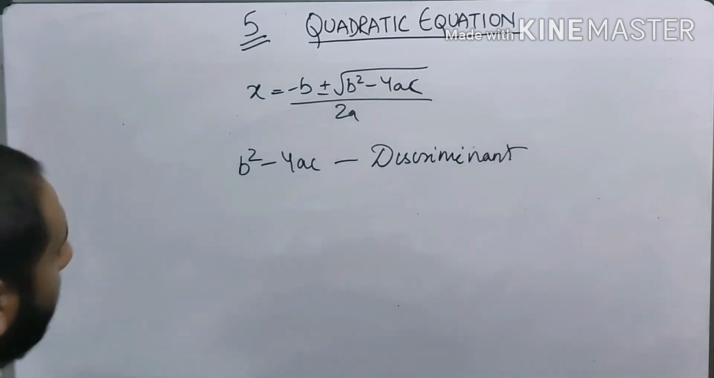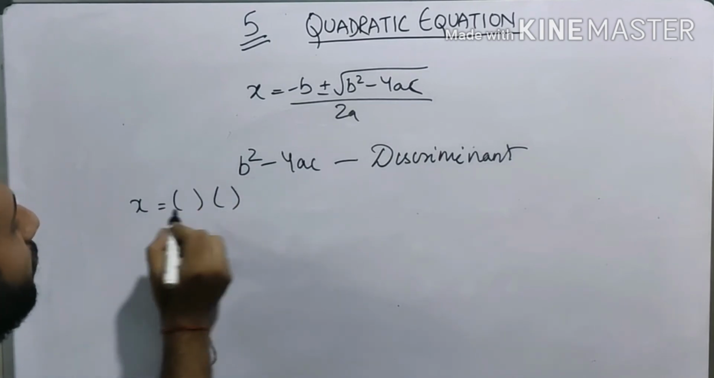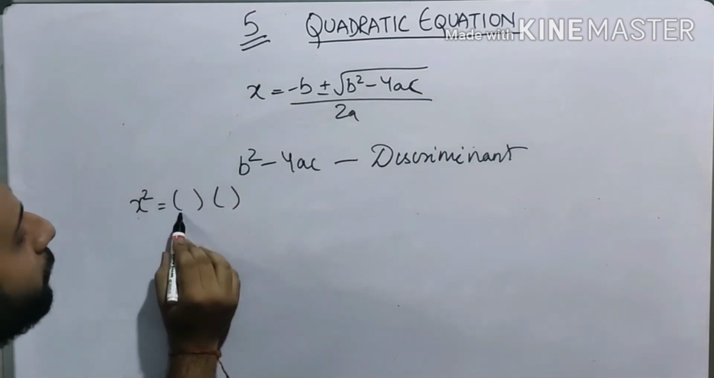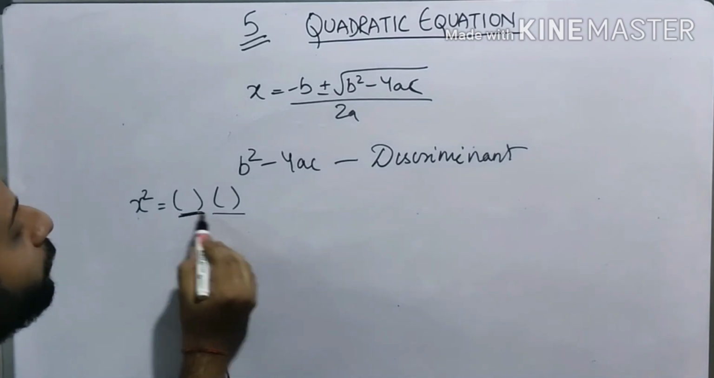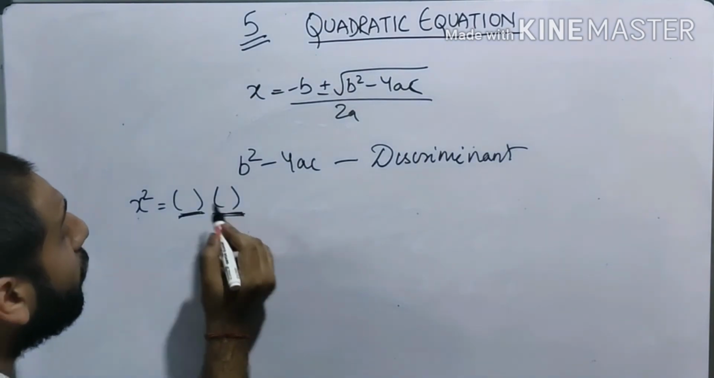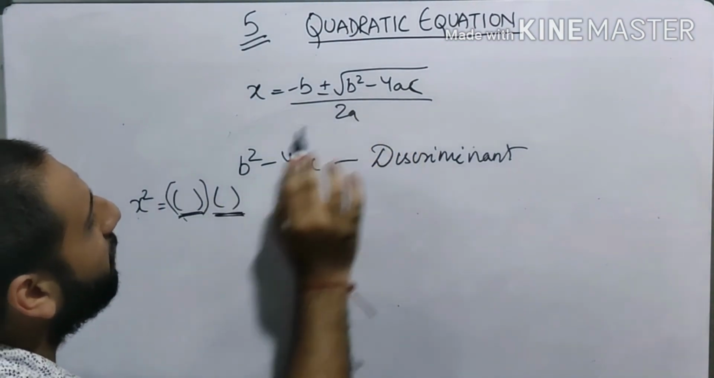And now the nature of the roots. See, you got the answer for x. Whenever the degree of the variable is 2, you'll get two answers. You'll get two roots or two solutions. Roots and solutions are the same. So the nature of these roots can be determined by this b square minus 4ac.